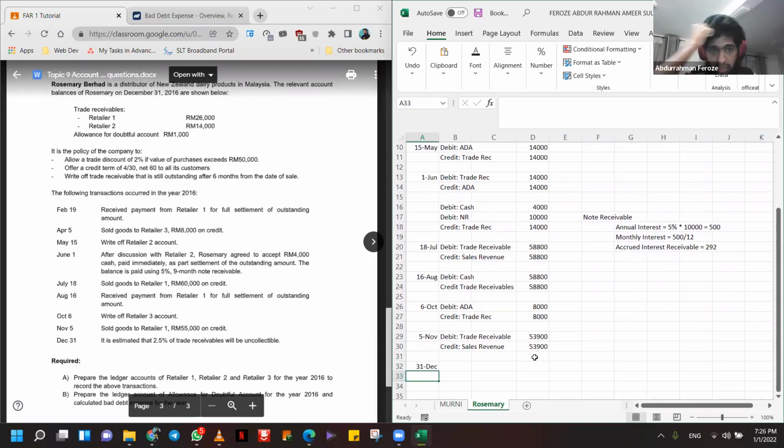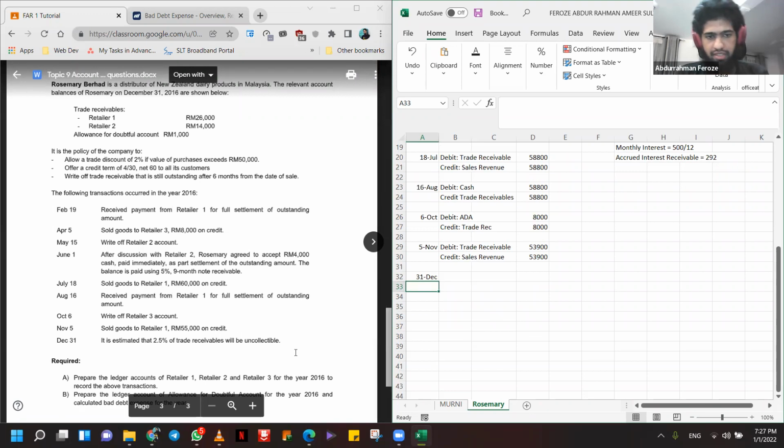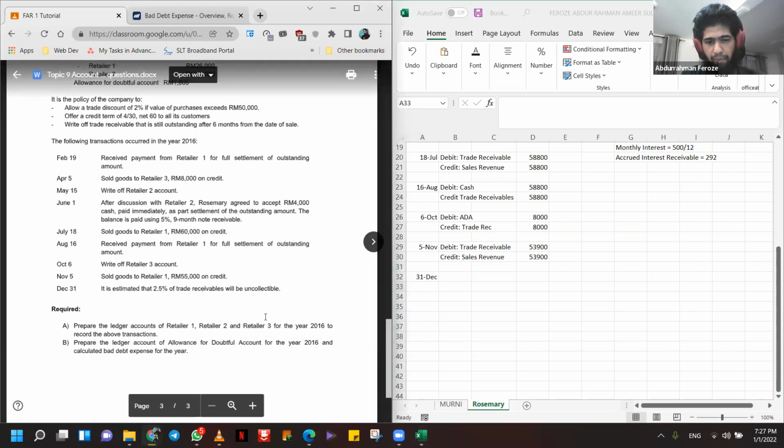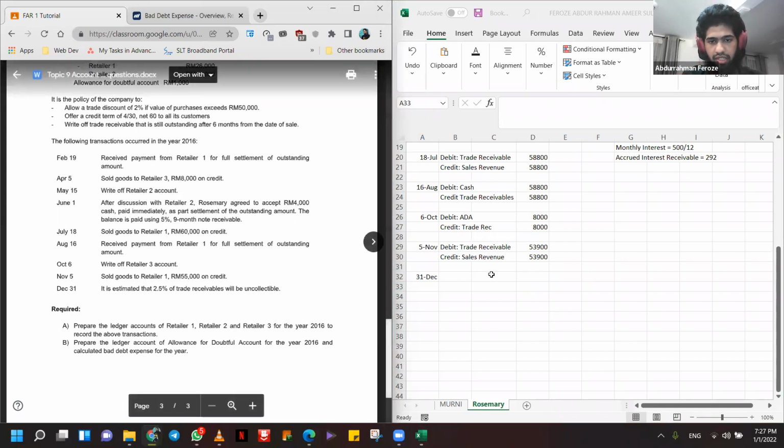Okay, let's leave this for now, and let's prepare the retailer 1, retailer 2, and retailer 3 ledger accounts separately, and then we'll do the general one later on. So let's say, okay, we have the retailer 1.